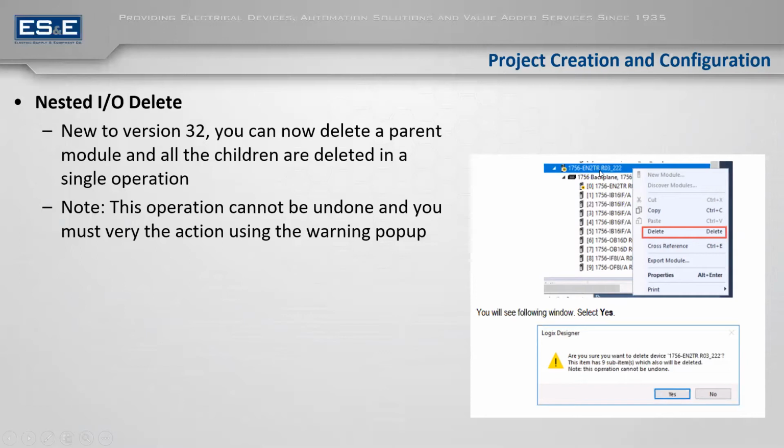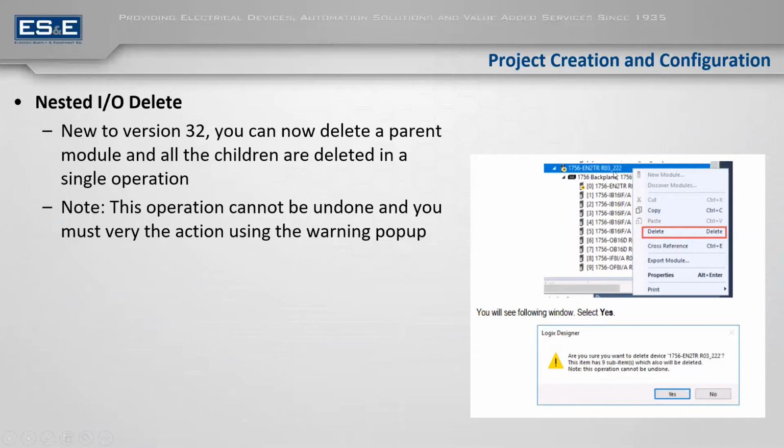You can simply delete the parent, which would be the Ethernet drop here, and it will delete all the children, or all the individual cards, also. In the past, you would have to go card by card, delete every reference inside the PLC, and then delete each individual card until it was empty, and then you could delete the parent.